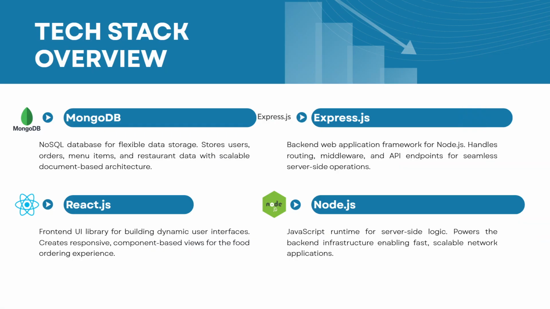The tech stack overview that I have used in this project: the project is built using the MERN stack, which is a combination of four main technologies. Firstly, MongoDB is used as the database to store all application data such as users, restaurants, orders, and menu items. Express.js is used as the backend framework to handle API requests and server-side logic.